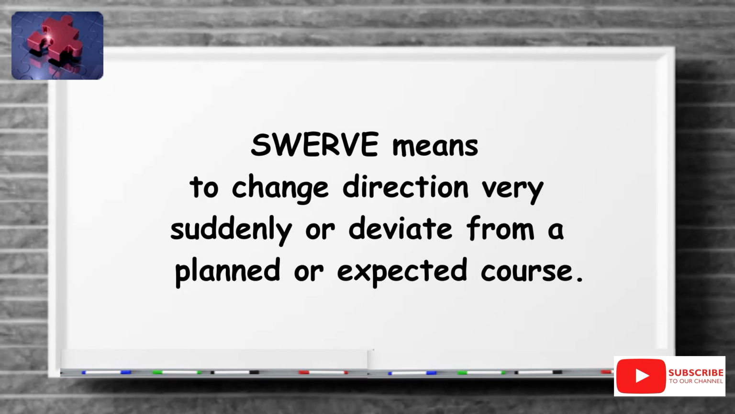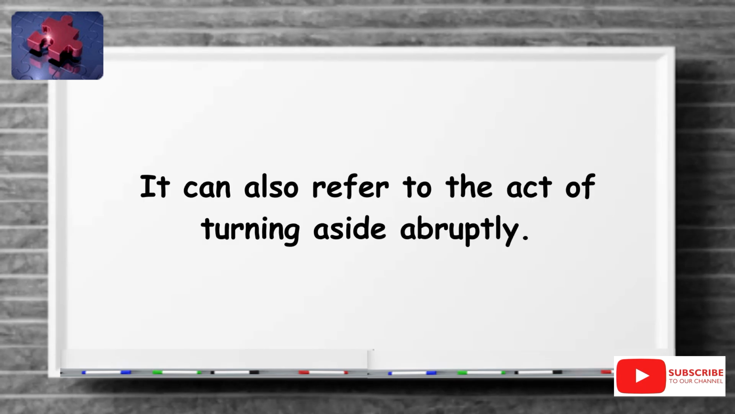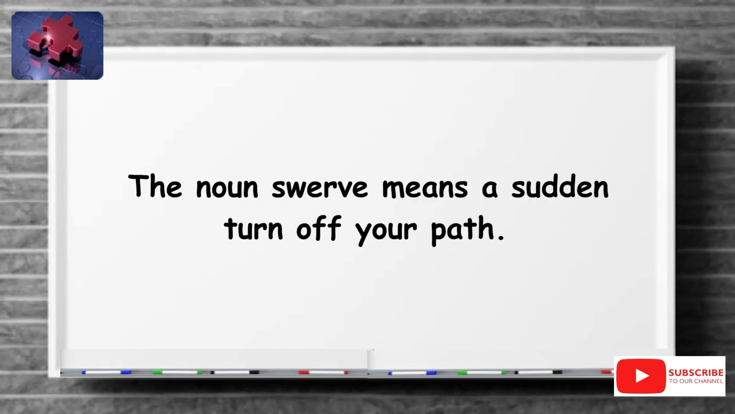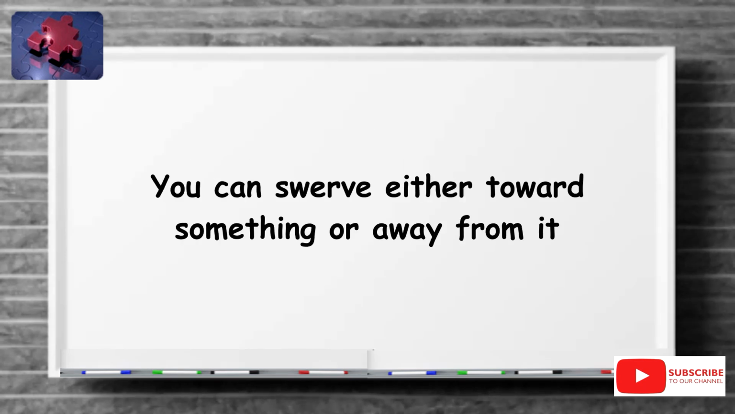Swerve means to change direction very suddenly or deviate from a planned or expected course. In other words, to suddenly change direction to avoid something. It can also refer to the act of turning aside abruptly. The noun swerve means a sudden turn off your path. As a verb, it means to move off your original route, possibly to avoid a collision. You can swerve either toward something or away from it.